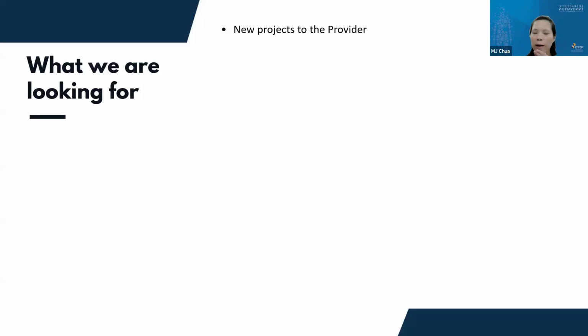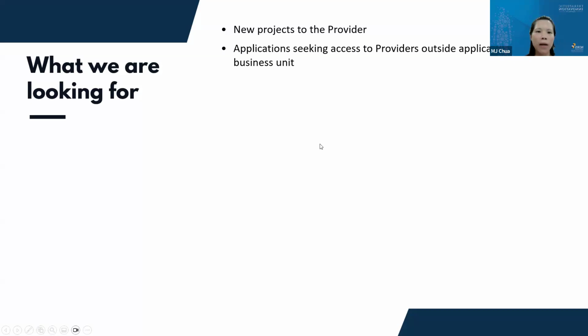So I'm going to talk about what we're looking for. The new projects to providers. Applicants seeking access to providers outside applicants' research or business unit. The reason being, this voucher scheme is designed to encourage access to facility outside the applicant's research or business unit. So if you're going to access a provider that sits within your research or business unit, you must demonstrate that voucher funding is needed to enable access to this facility that would not have occurred otherwise.